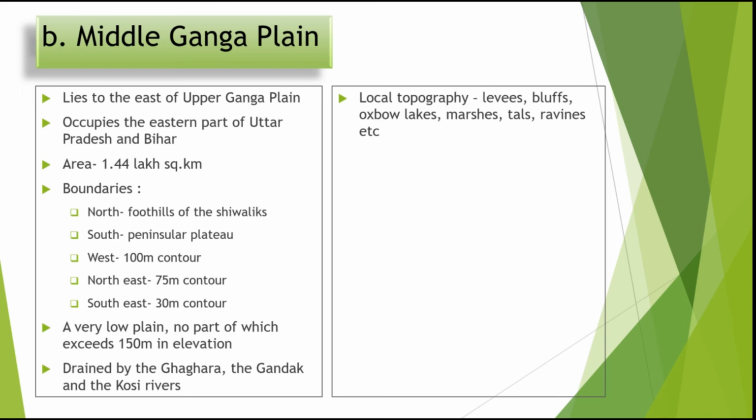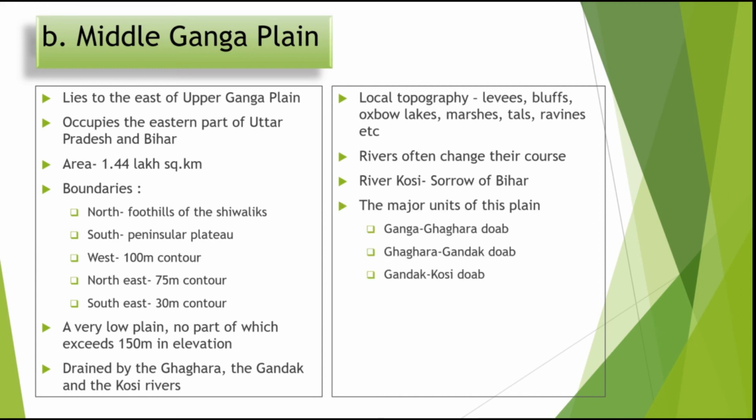Like the Upper Ganga plain, here also we can see some micro-level relief features such as levees, bluffs, oxbow lakes, marshes, tiles, ravines, etc. Rivers often change their course. Since the rivers keep on shifting their courses, the area is prone to frequent floods. Kosi River is notorious in this aspect and it is often termed as the sorrow of Bihar. The major units of this plain are Ganga Gagra Doab, Gagra Gandak Doab, Gandak Kosi Doab.